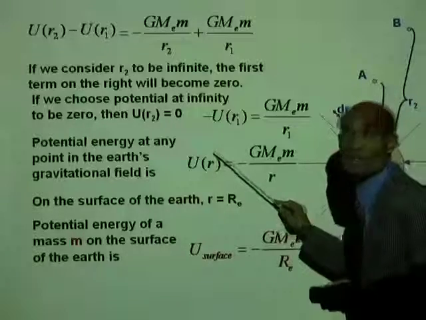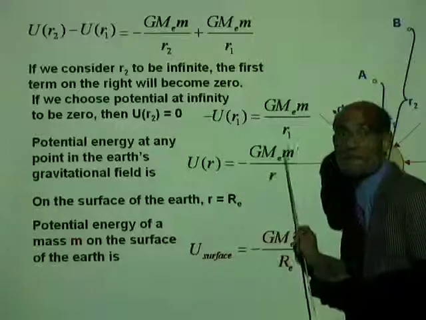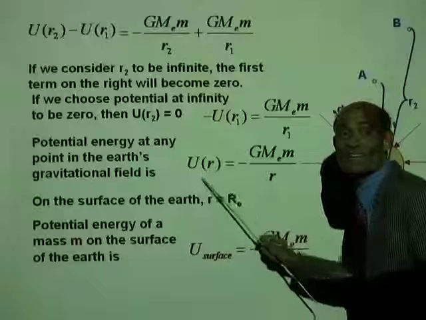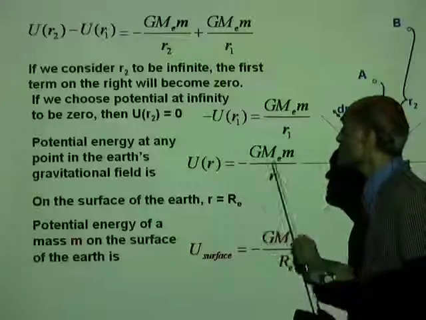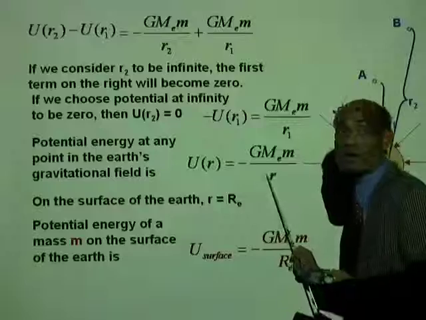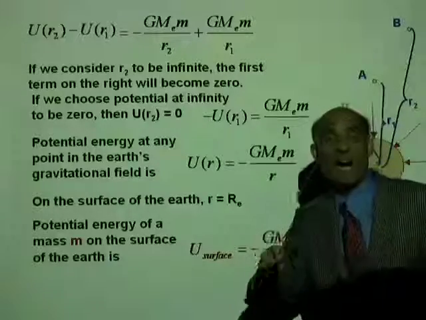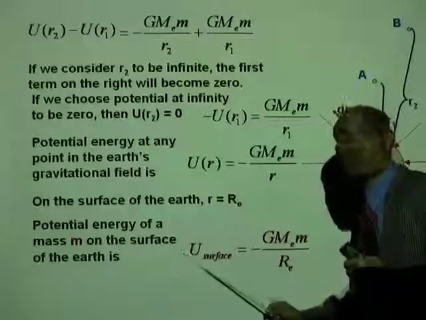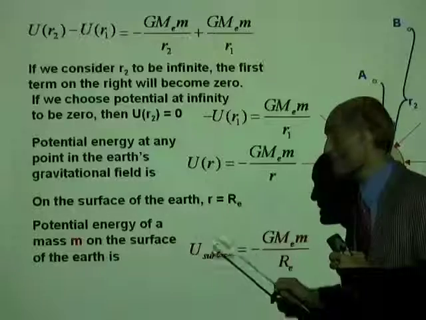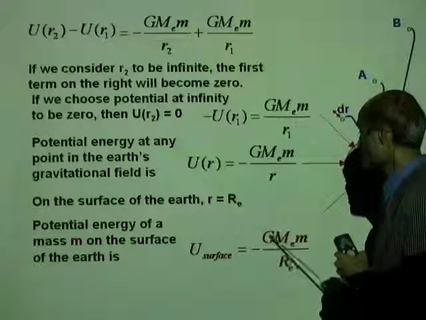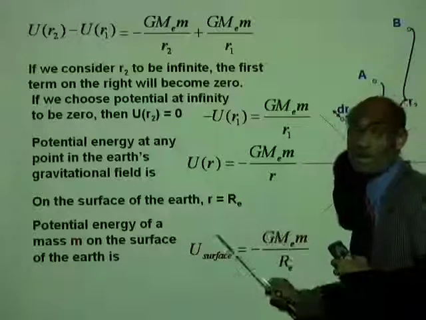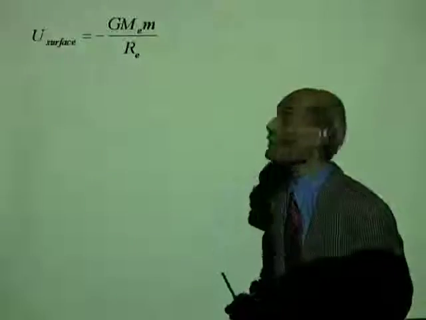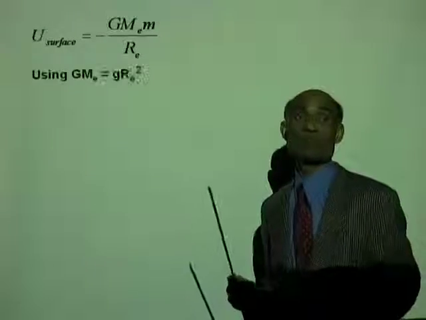So, look at this again. The potential energy of an object of mass m at a distance r from the center of the Earth is U(R) is negative G M_E M over R, where this r can be replaced by R_E plus h, the radius of the Earth plus the altitude. And the potential energy on the surface of the Earth, U surface, is negative G M_E M over R_E. Again, very important concept. So potential energy on the surface of the Earth is given by this quantity.